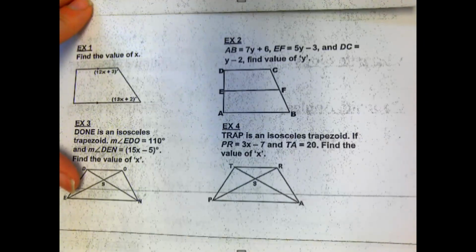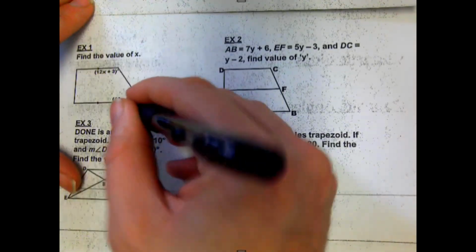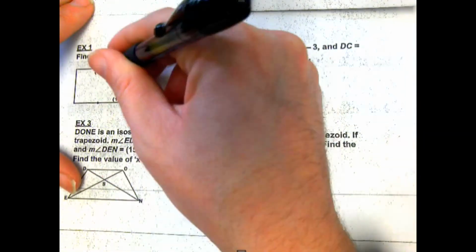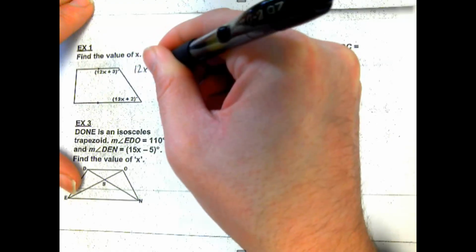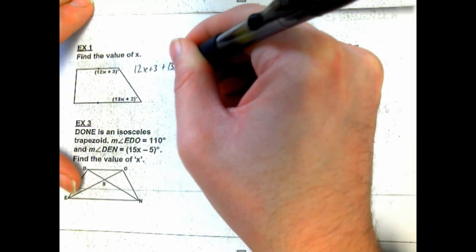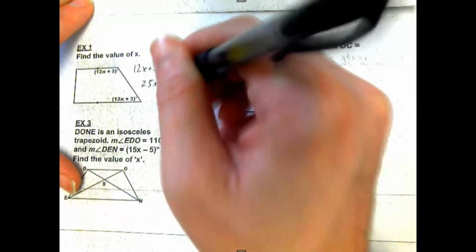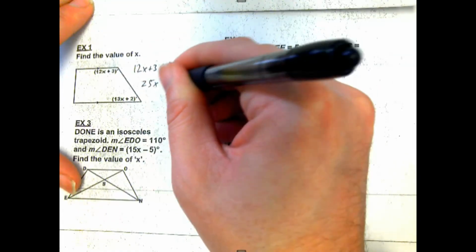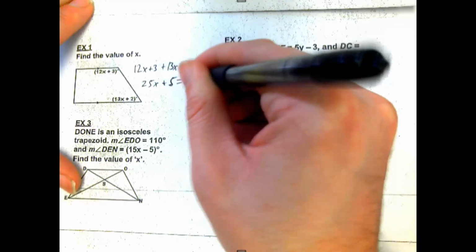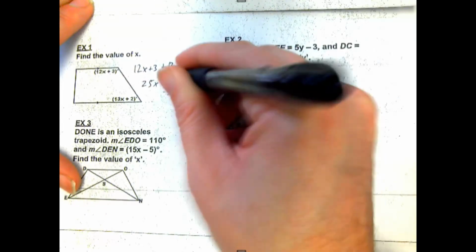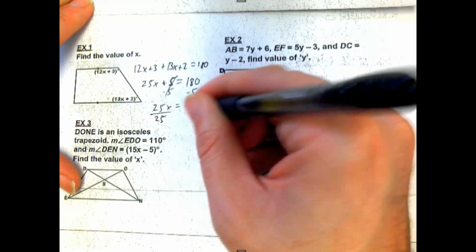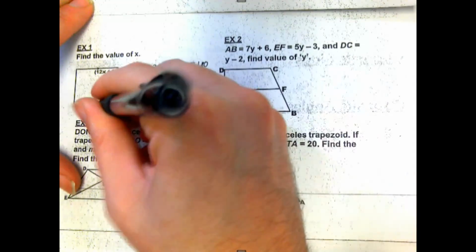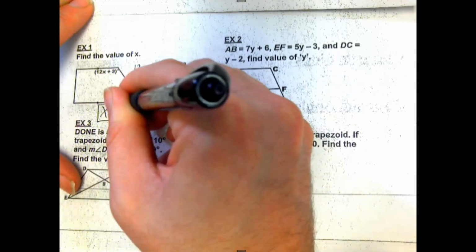So finding the value of x, because we know these sides are parallel, this would be like a transversal, and these would be like same side interior angles. Remember, same side interior angles add up to 180 degrees. So 12x plus 3 plus 13x plus 2 equals 180. 12x plus 13x is 25x. 3 plus 2 is 5. And then we would subtract 5 from both sides. 25x equals 175. Divide both sides by 25. And we get x equals 7.